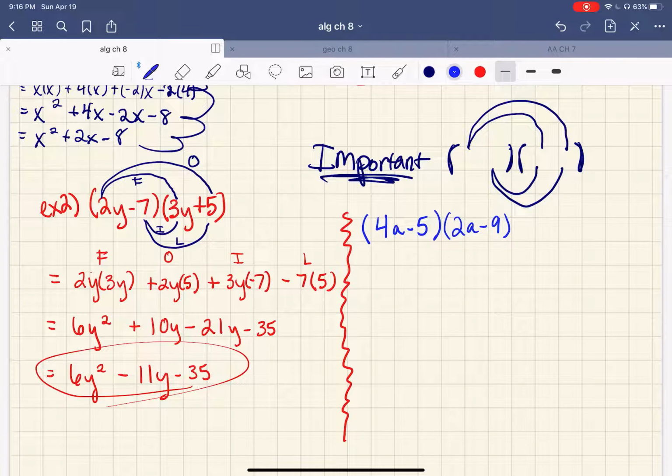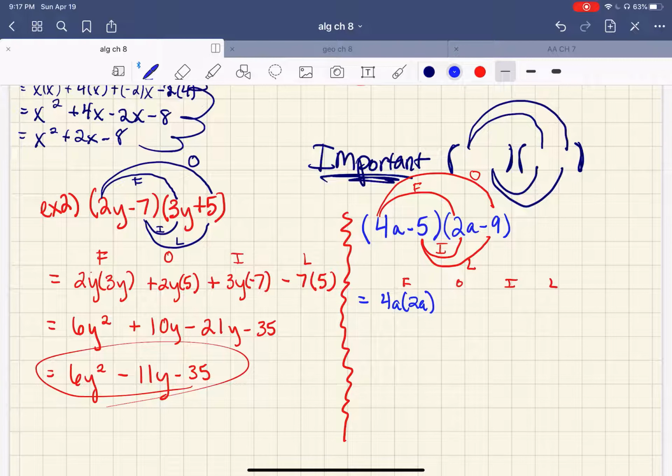Here's the next one. First, outer, inner, last. And then I'll write it up here too. First, outer, inner, and last. So the first ones are going to be 4a times 2a. I'm just doing another example. Don't remember if I said that or not, although it's pretty obvious.